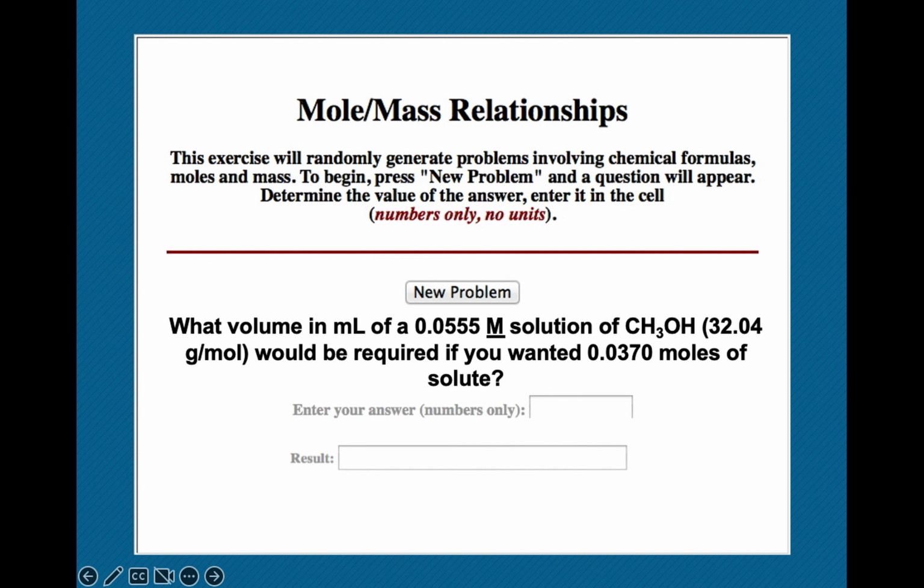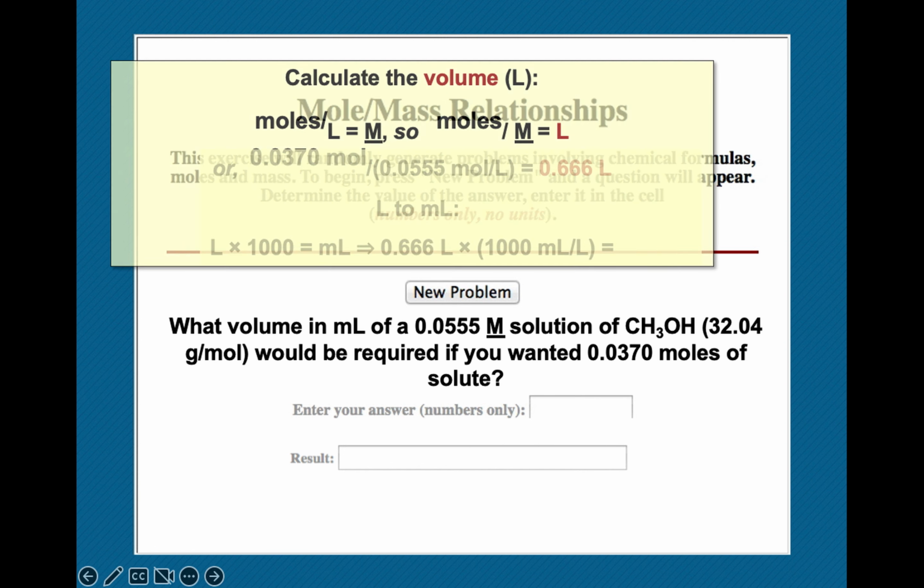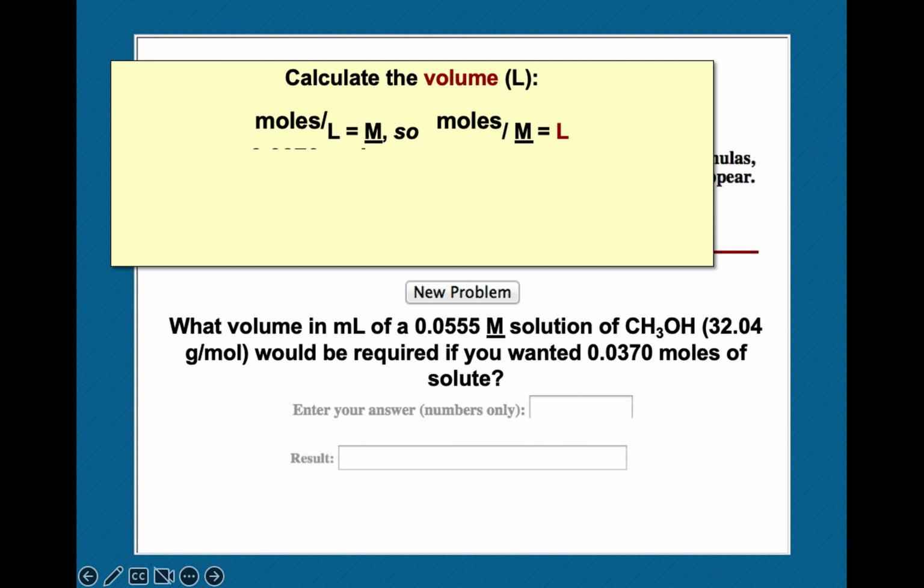All right. We have a 0.05 molar solution of methanol. Have its molar mass. We want 0.037 moles of our solute. That's the methanol. We're going to calculate our volume. Moles divided by molarity is going to give us volume.